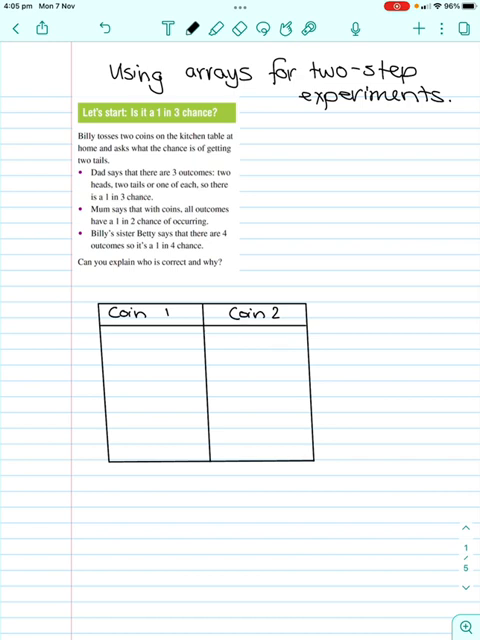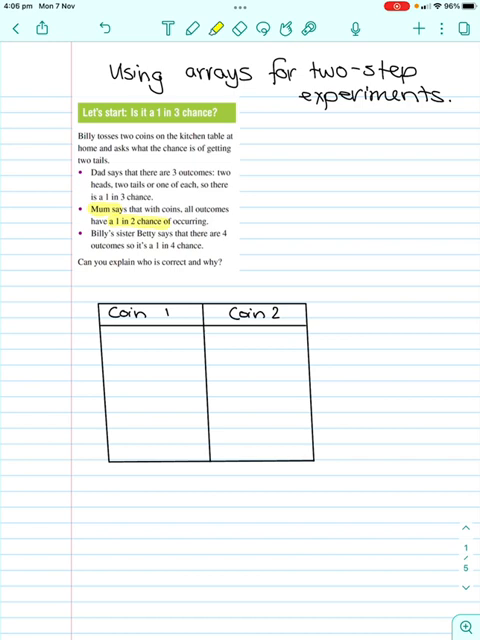Mum says that with coins, all outcomes have a 1 in 2 chance of occurring, so she thinks there'll be a 1 in 2 chance. And Billy's sister, Betty, says that there are 4 outcomes, so it is a 1 in 4 chance. So can you explain who is correct and why? Let's start off with who's wrong. Let's have a look at Mum. Mum says that there is a 1 in 2 chance with all coins.